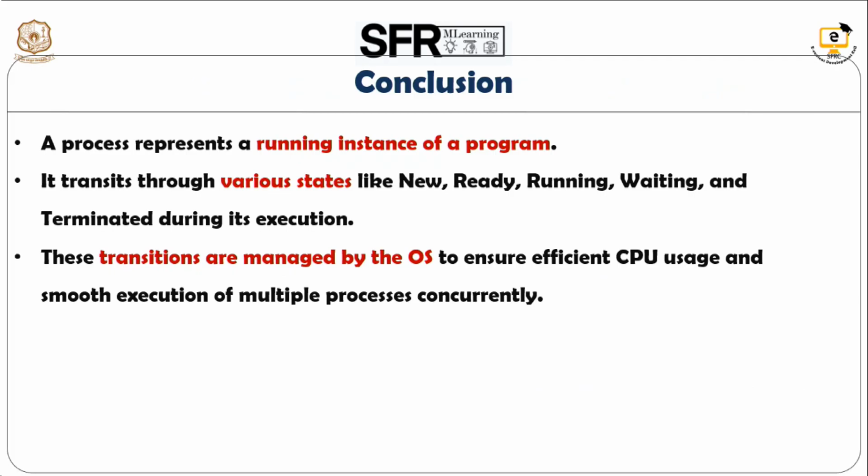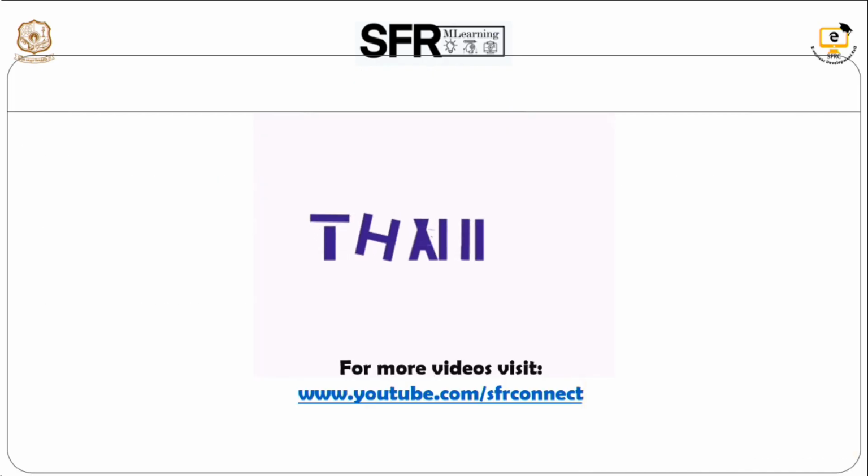So we arrived at the final session. In conclusion, a process represents a running instance of a program. It can transition through various states like new, ready, running, waiting and termination during its execution. These transitions are overall managed by the operating system to ensure efficient CPU usage for the smooth execution of multiple processes concurrently. Thank you.